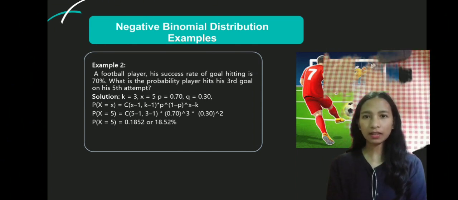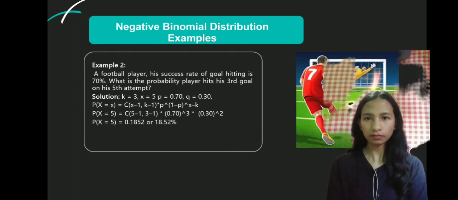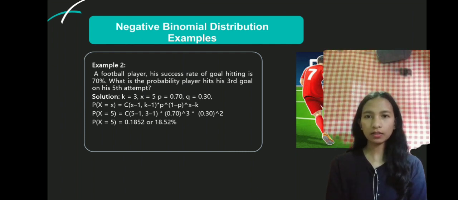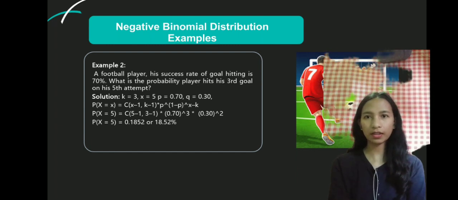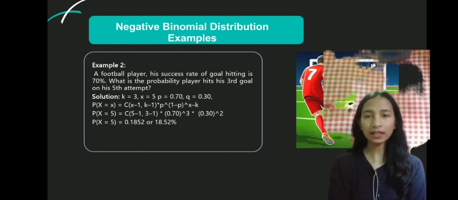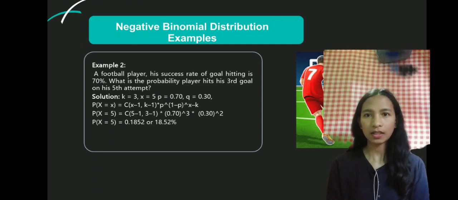We can calculate the probability as follows. 4 combination of 2 times 0.70 raised to 3 times 0.30 raised to 2, which equals 0.1852 or 18.52%. This means there is an 18.52% chance that the player hits their third goal on their fifth attempt.